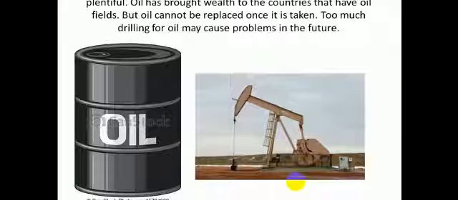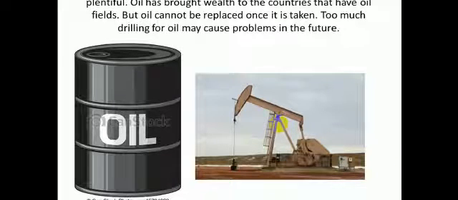The second one is the oil. The oil is the region's other important resource. This resource is plentiful, not like the water. The water was rare, but this resource is plentiful. Oil has brought wealth to countries that have oil fields, but oil cannot be replaced once it's taken. That's what we can say about it. That is a non-renewable resource. Too much drilling for oil, as we see here, may cause problems in the future.